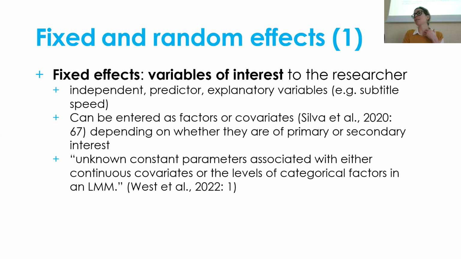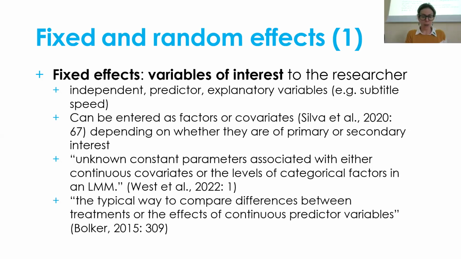So we can ask, for example, if age has an effect on reading, right? Do people read differently when they're really old versus when they're really, really young? And this would be a numerical variable. Or we can ask whether cognateness, so the status of being a cognate or non-cognate, would be a categorical variable, right? Other quote: in my opinion, perhaps it would be better, the typical way to compare differences between treatments or the effect of continuous predictor variables. That's another way of defining what a fixed effect is.